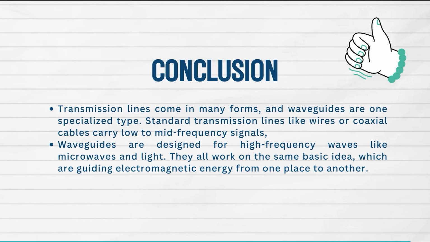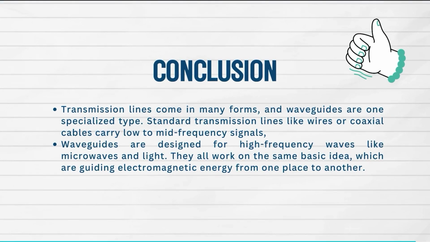In conclusion, transmission lines come in many forms, and waveguides are one specialized type. Standard transmission lines like wires or coaxial cables carry low to mid-frequency signals, whereas waveguides are designed for high-frequency waves like microwaves and light. They all work on the same basic idea, which is guiding electromagnetic energy from one place to another. By understanding how signals behave in these structures through impedance, reflections, and wave modes, we get a clearer picture of how everything from power lines to radar systems actually works.